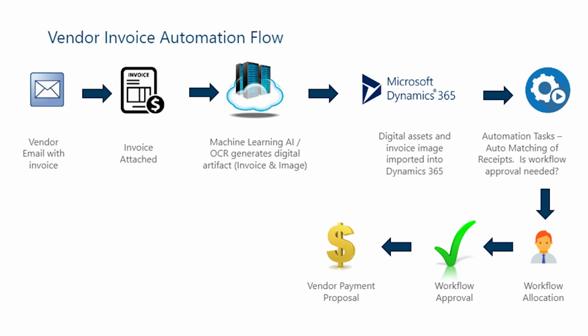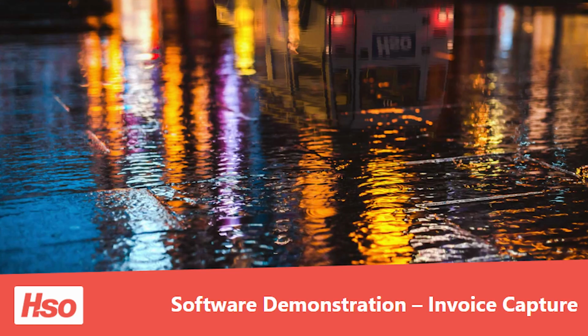So visually represented, here we have the vendor email which has the invoice attached, falls into the machine learning AI solution where it generates the digital image and the digital artifacts. That is imported into Dynamics 365, automation tasks, a workflow allocation if needed, workflow approval, and then a vendor payment proposal. So without further ado, let's drop into the software and have a look.